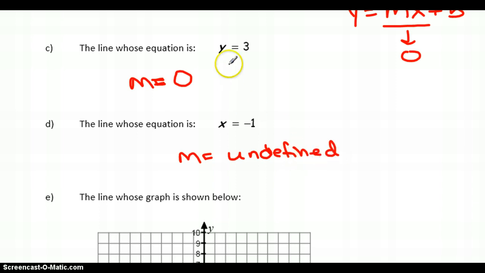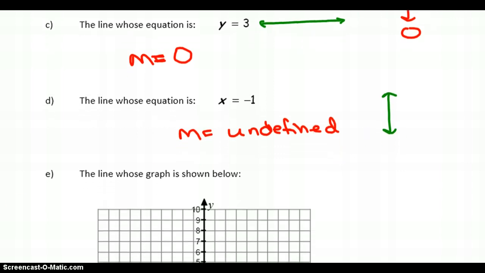Another way to think about it, this one right here is a horizontal line, and a horizontal line will always have 0 for its slope. Because if you're walking across the floor, you can get there without picking up your feet. You have 0 for your rise. But x equals -1 is a vertical line. If you tried to walk up a vertical line, you couldn't do it. You couldn't walk up the wall, for example. So that's undefined slope. Okay, so keep those two separate.